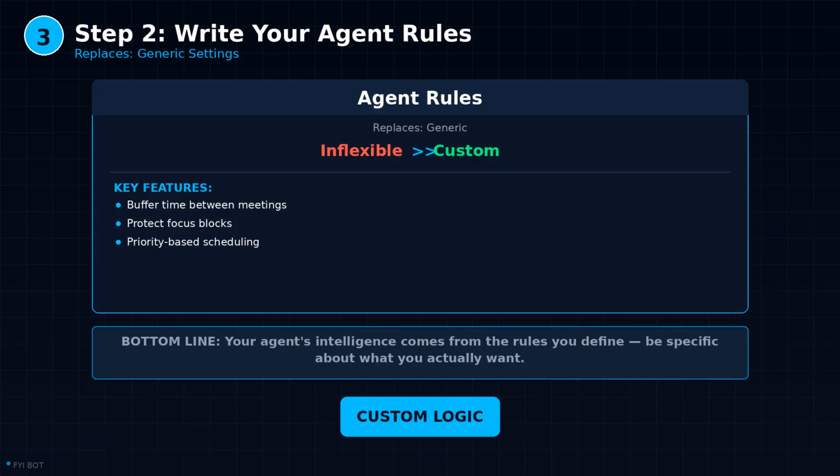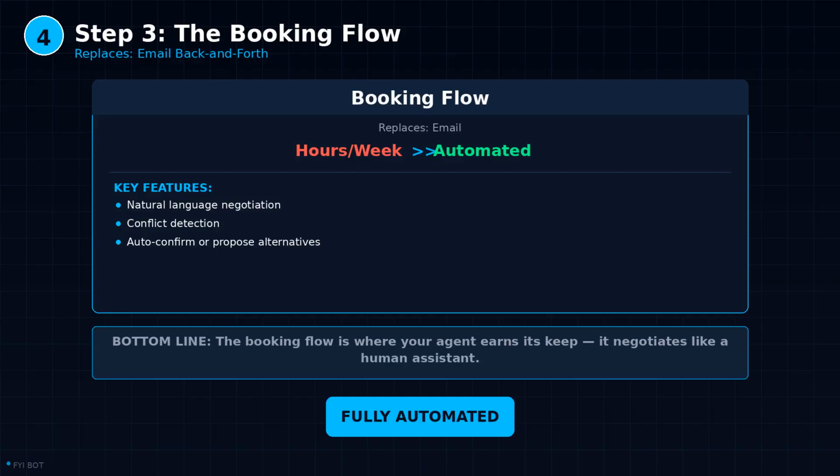These rules are what make your agent feel intelligent. You encode your preferences, and the agent enforces them consistently, every single time. Step 3 is the actual booking flow. This is where your agent earns its keep. Let me walk you through what happens when someone requests a meeting.